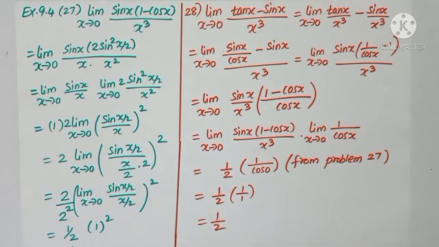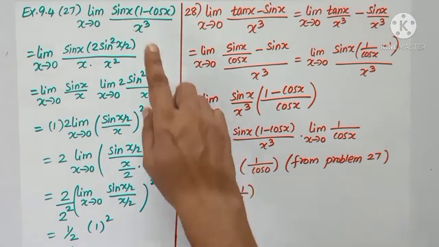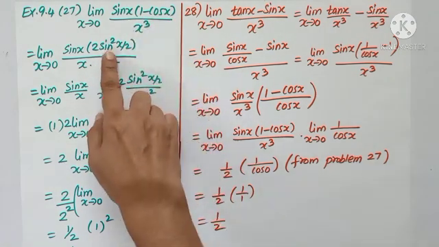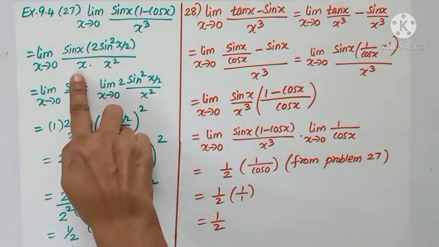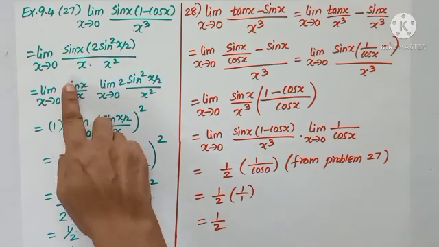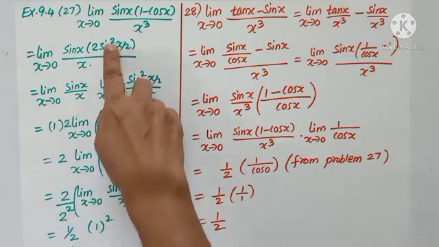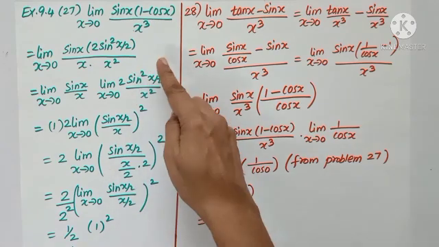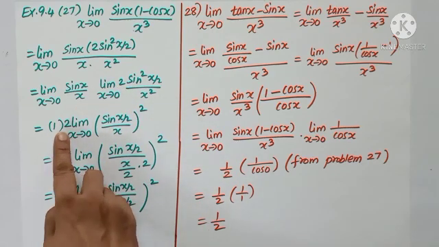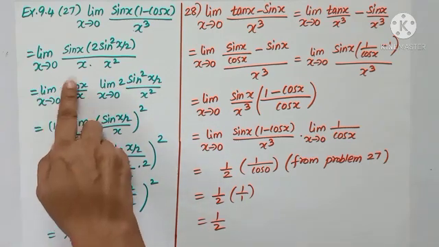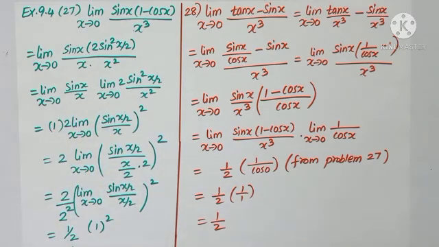Question number 27, limit x tends to 0, sin x into 1 minus cos x by x cubed. As before, 1 minus cos x can be written as 2 sin square x by 2. I want sin x by x, so x cube I can split into x and x square. This let me combine with sin x by x, and this let me combine. Taking the square out and bringing the 2 out, it is 2 here. Limit x tends to 0, sin x by x, the entire answer becomes 1.